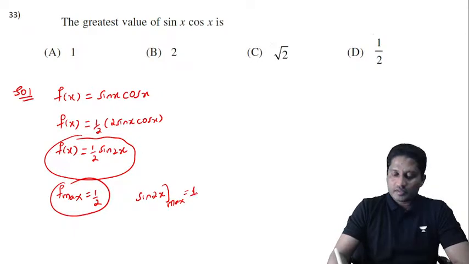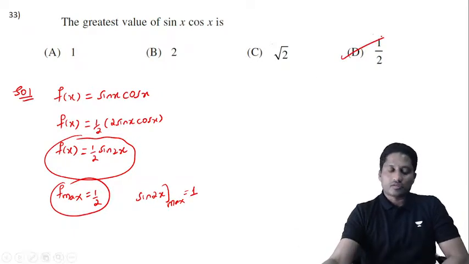Maximum value of sine is 1. So f maximum is equal to 1 by 2. Answer is option D.